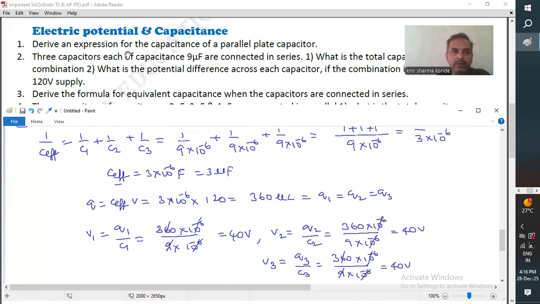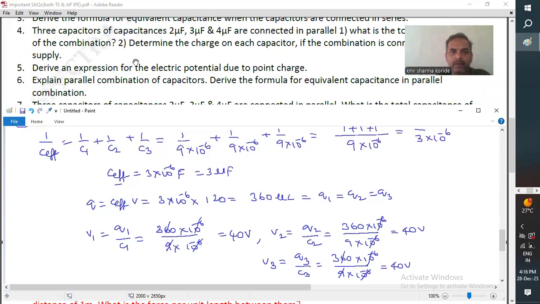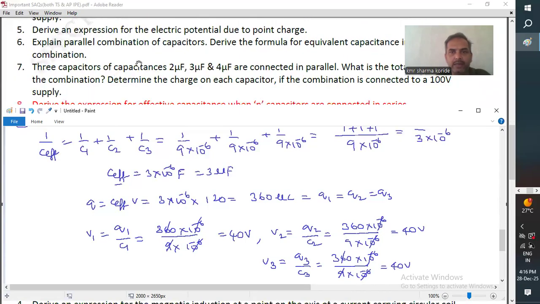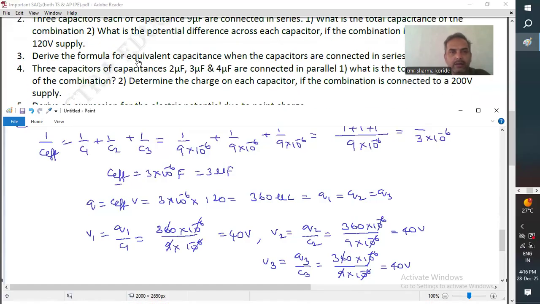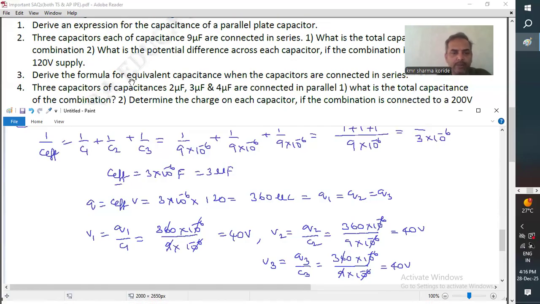There is another question also, with capacitors connected in series, but it is mentioned that the supply is 100 volts. The same procedure you have to follow.